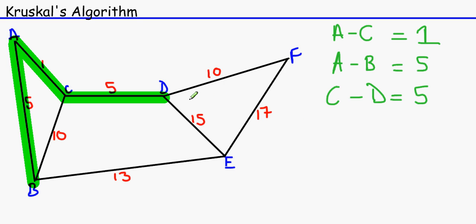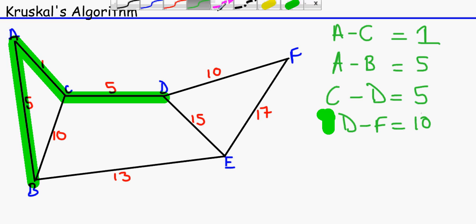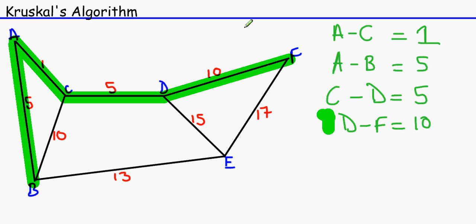Then the next number is 10 and 10. So let's choose this one, D to F. And that's 10. So we draw or highlight. It's useful to have a highlighter in the exam. And the next one is this one, B to C, which is 10.